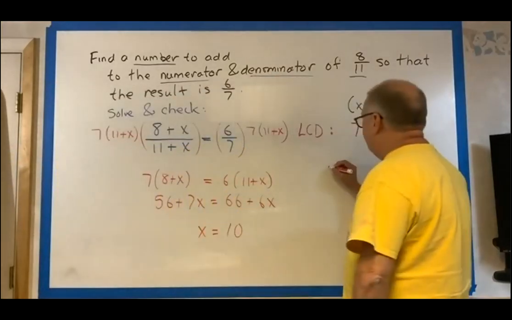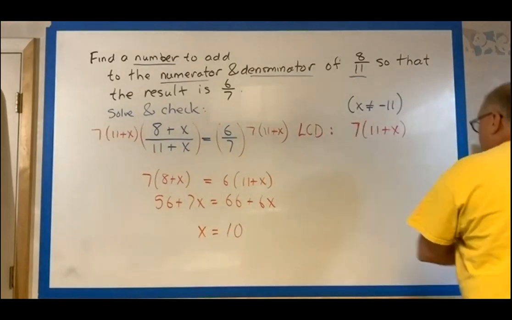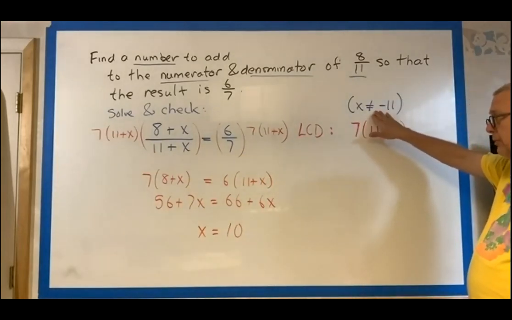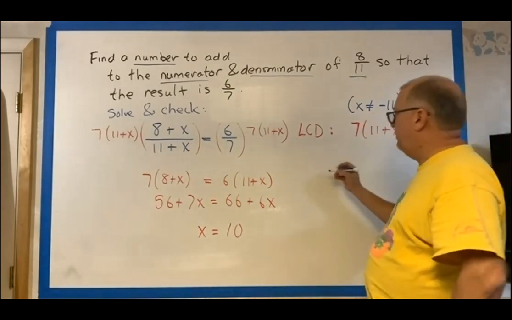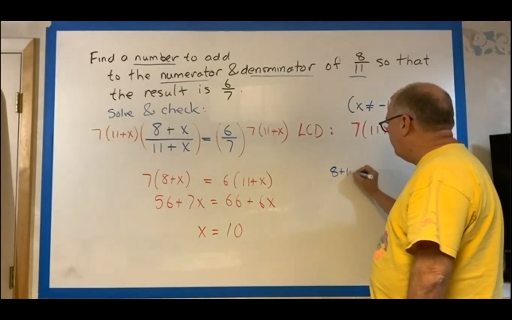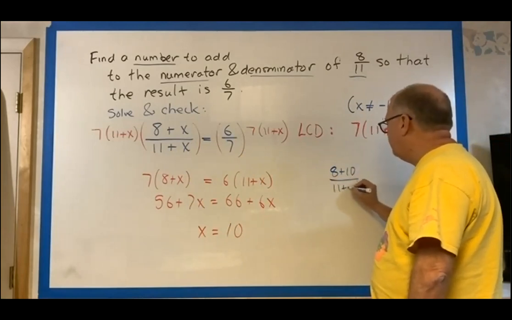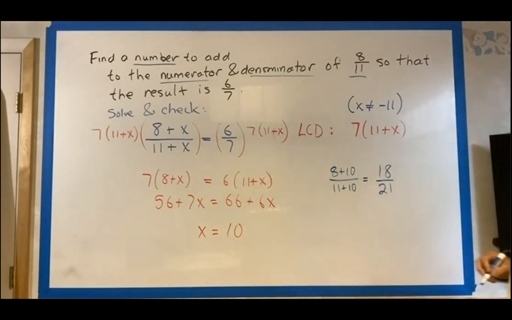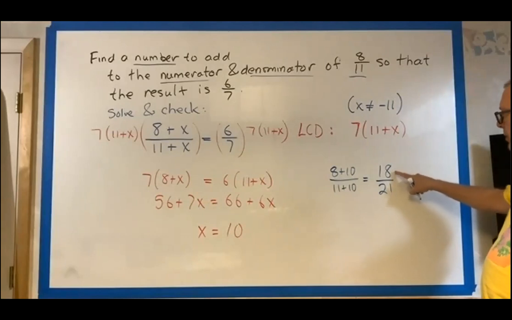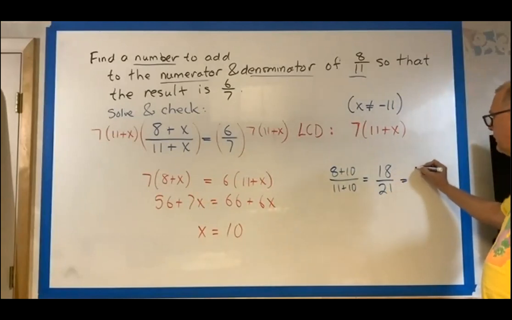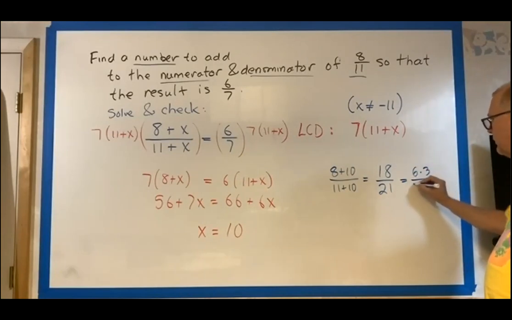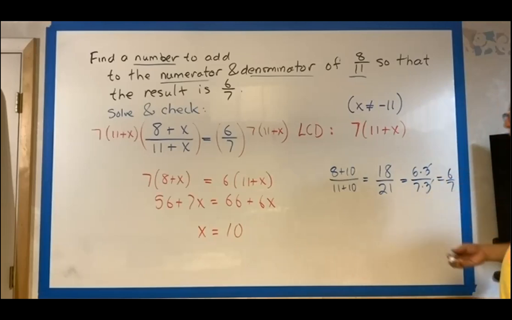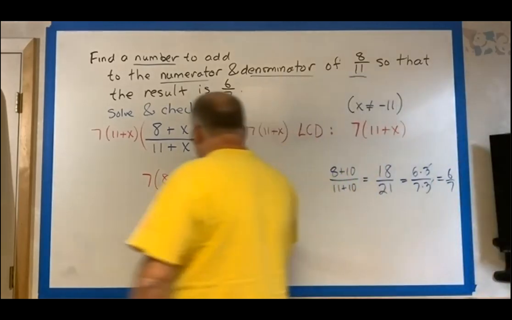So let's try it. I mean, 10 is certainly legal. I won't get in trouble if I use 10. But I'm just curious how that turns into 6 sevenths. 8 plus 10, 11 plus 10. What do we got here? 18 over 21. And you can divide both top and bottom by 3. That's right. Think about factoring like that. That is 6 sevenths. Okay, good deal. So the answer here is legitimately 10.